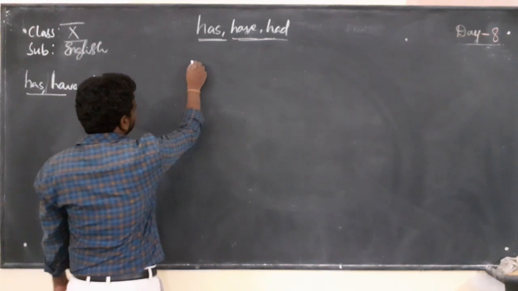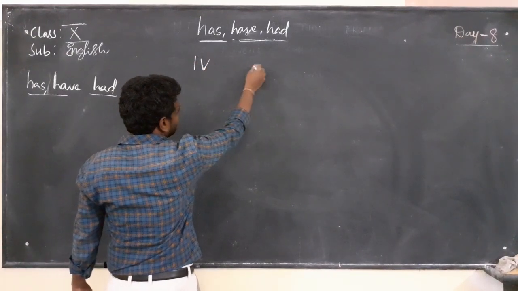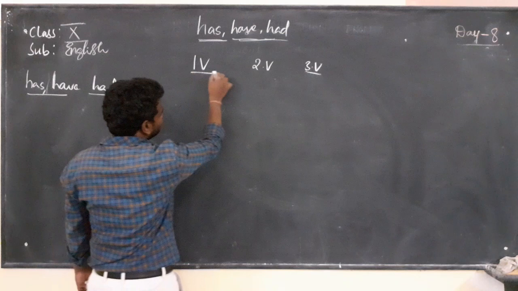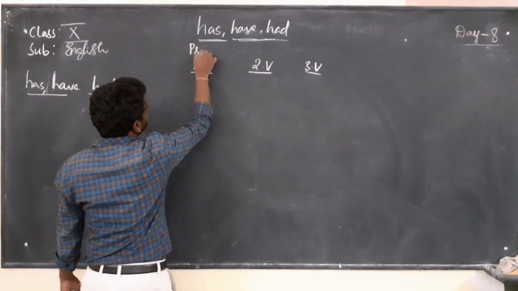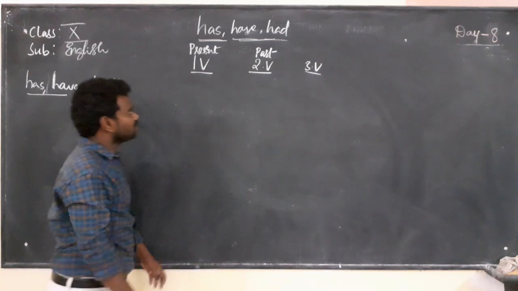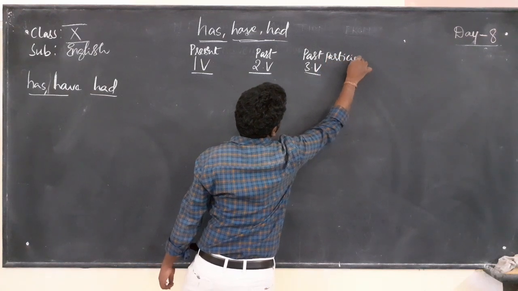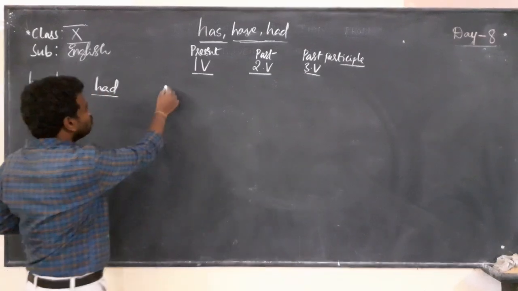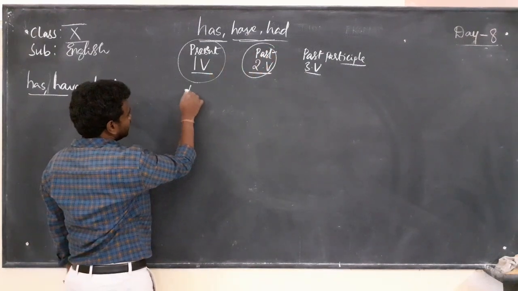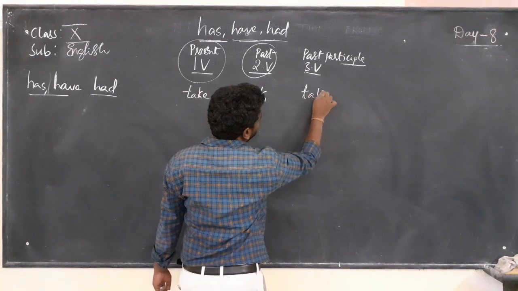For example, there are different types of verb forms. We have already discussed the first form of a verb, second form, and third form. The first form we call present, the second we call past form, and the third is the past participle. So do forms always go with the present form and past form. For example, if I say take, here it comes took, here it comes taken.